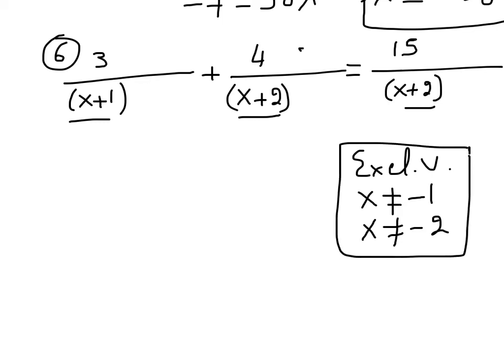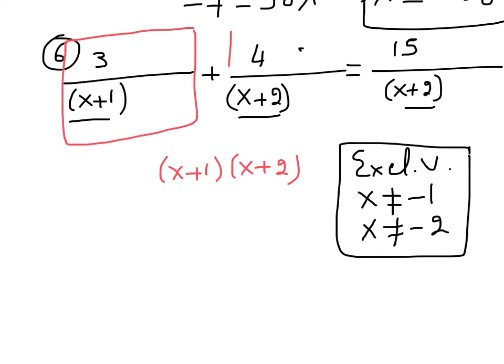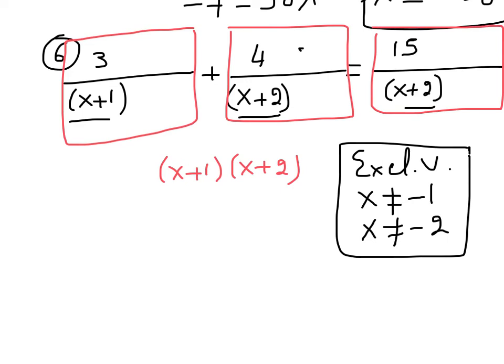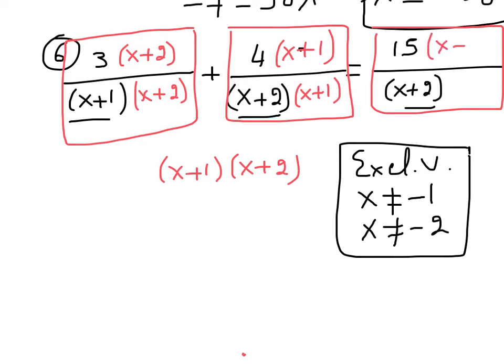Now we want to look for the common denominator. The common denominator is the product of x plus 1 and x plus 2. So I need you to go after every one of those terms and multiply top and bottom by the missing factor, so you have a common denominator. You have x plus 1 here, so multiply top and bottom by x plus 2. Here you have x plus 2, meaning multiply top and bottom by x plus 1. Here you have x plus 2, multiply top and bottom by x plus 1.